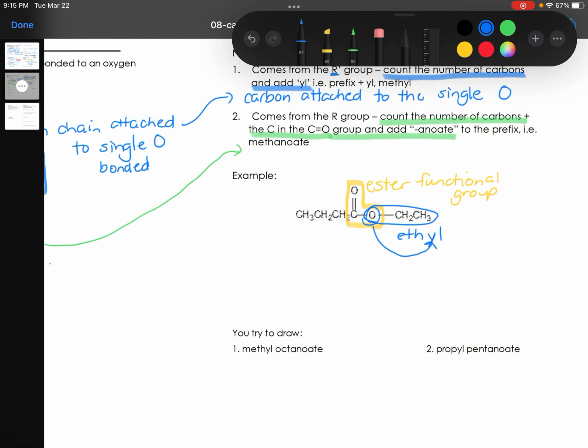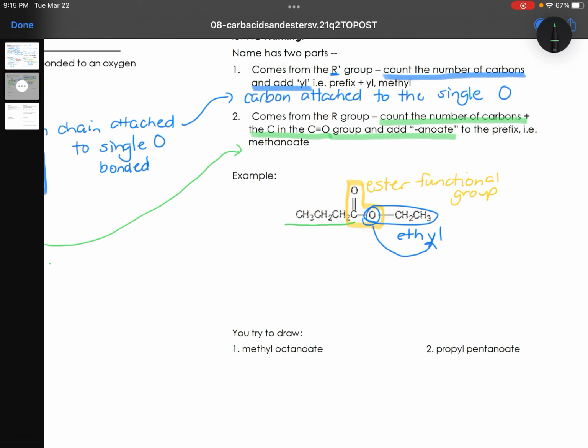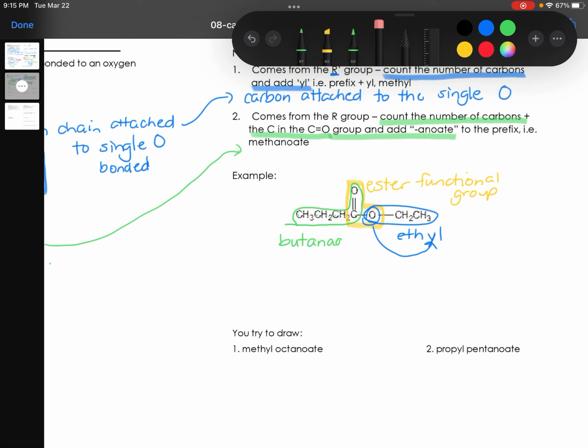And then this other side, including the C double bond O: 1, 2, 3, 4 is but. And we give the ending anoate. I can't spell, sorry.